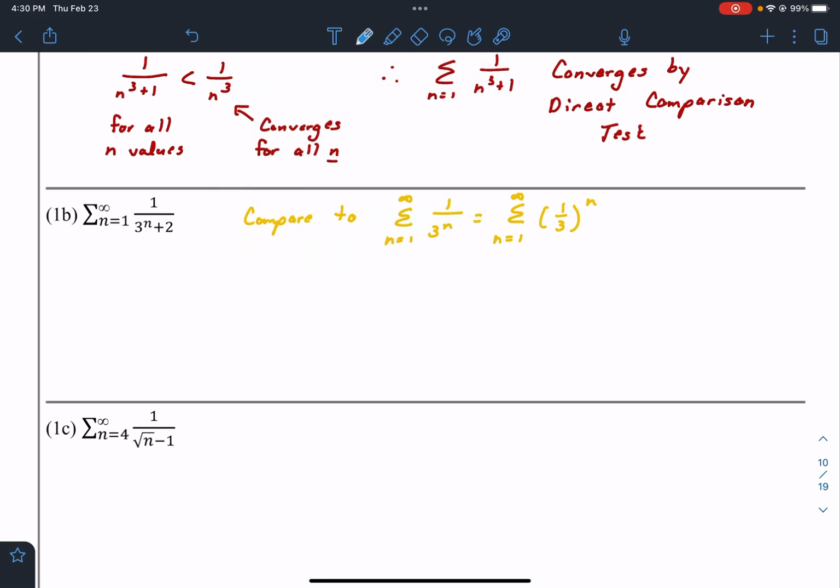So remember, geometric series are all about the ratio. So in this case, the absolute value of r is going to be the 1/3, and 1/3 is less than 1. So that means this series converges by the geometric series test.